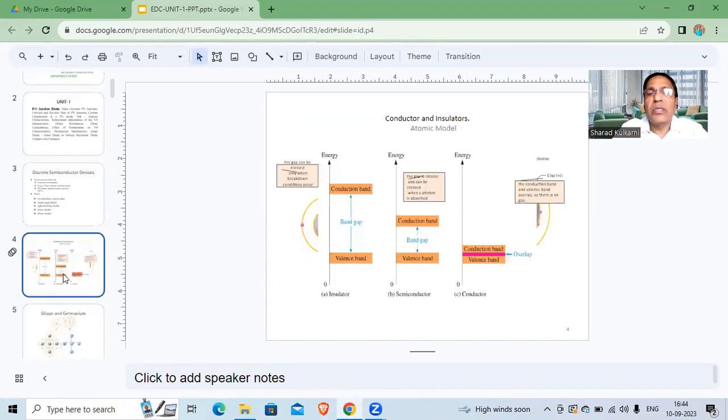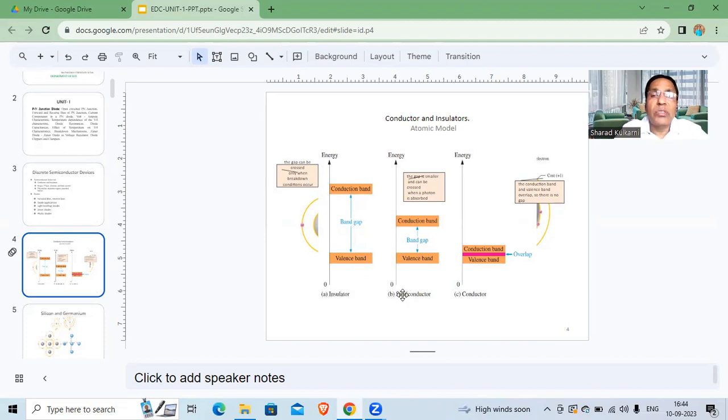The material which we are using, the semiconductor, in which category does it fall, if you want to know? So you must know the energy band diagram of the material. The first diagram shown here is the energy band diagram of an insulator. We have a valence band and a conduction band. The energy gap between the valence band and conduction band is very large. Such a material we call an insulator.